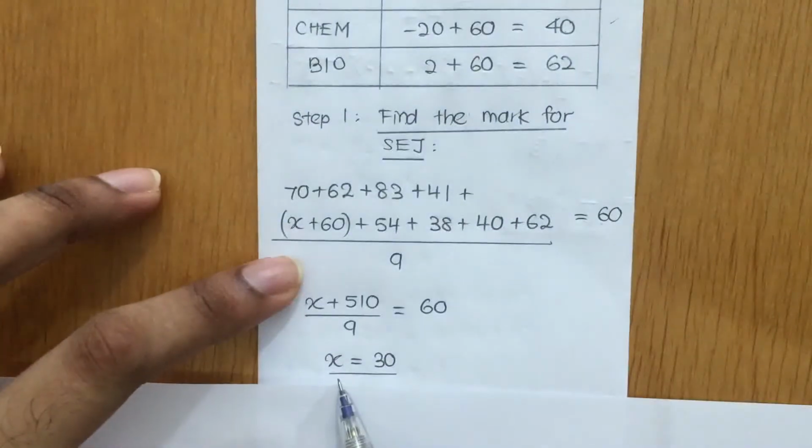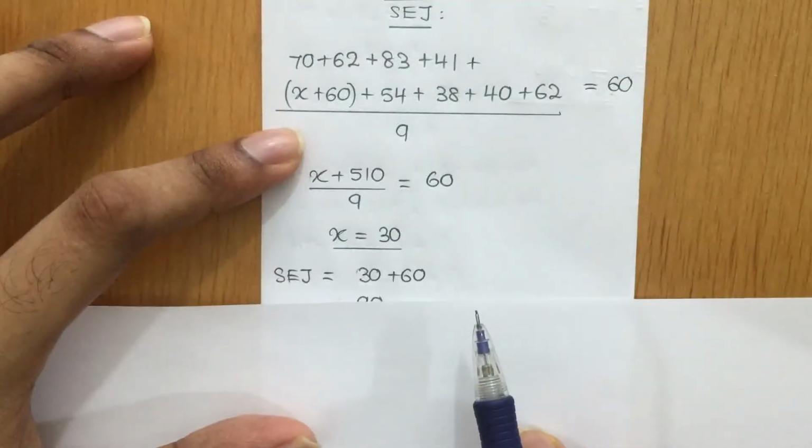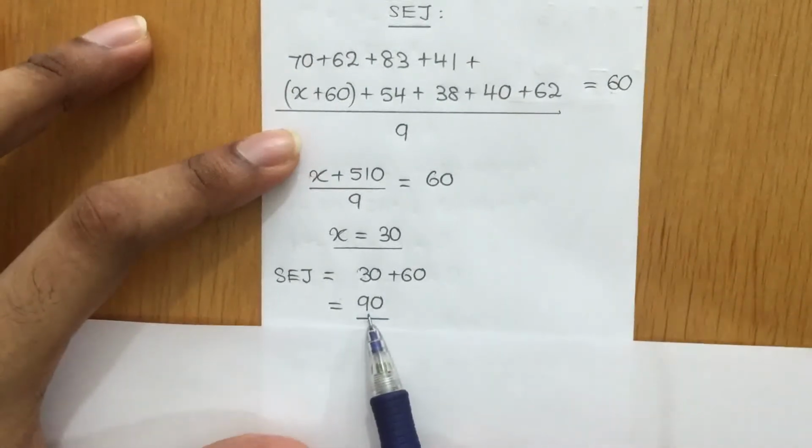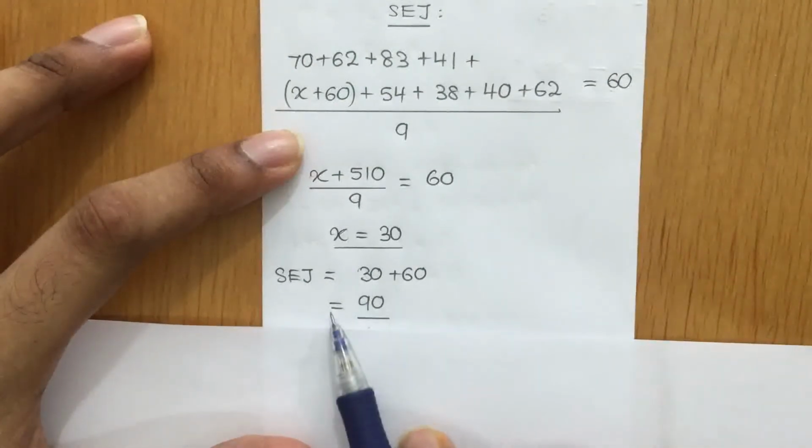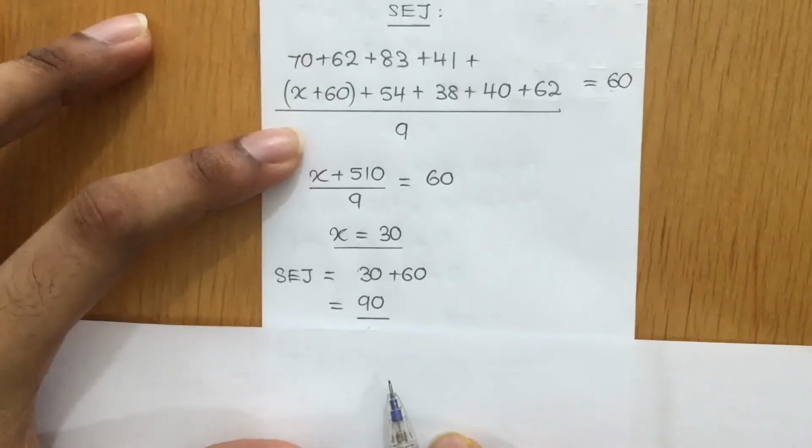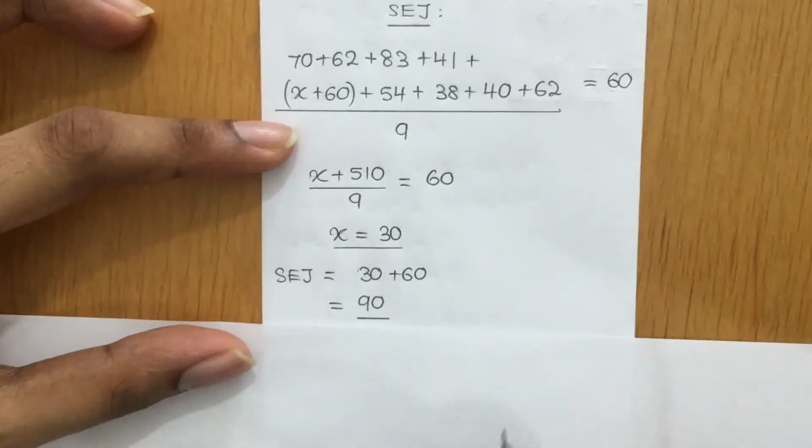Since you have already found your x is equal to 30, so what you do is 30 plus 60. From here, you should get your sejarah mark is equal to 90. Okay, so this is the sejarah mark scored by Nora, guys. So this is your first step.